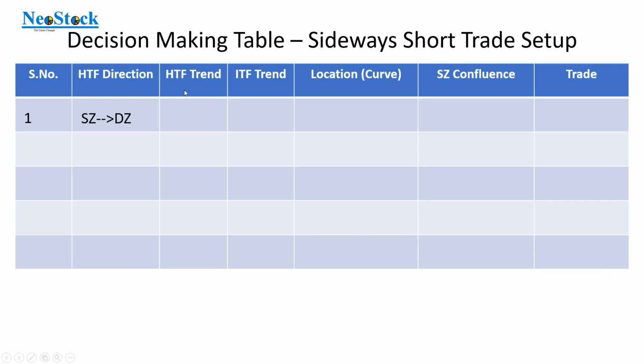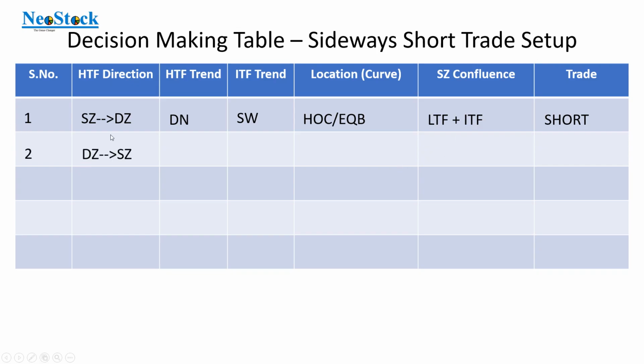The first scenario is HTF direction should be supply zone to demand zone. HTF trend is a downtrend, and ITF trend should always be sideways for all the scenarios. And in this scenario, location can be either high on the curve or equilibrium. Either side you can plan the trades. But the mandatory rule for all the scenarios is the ITF zone should overlap with the LTF zone. What about HTF confluence? It may be or may not be. Either way is okay. But the curve should be as per the rules we are going to discuss. Always you will be planning short trades because it is a sideways short trade setup.